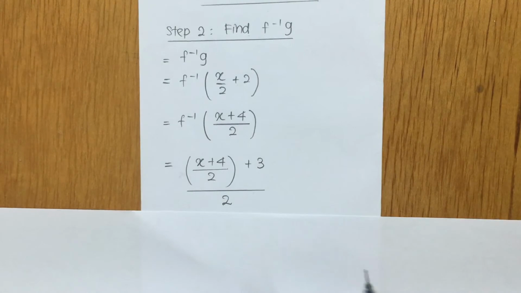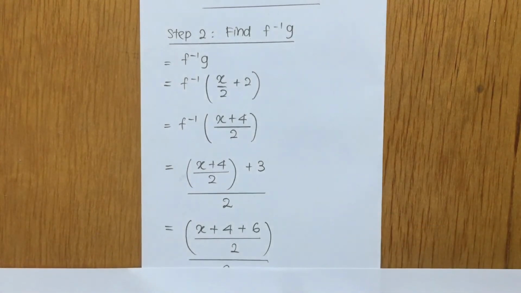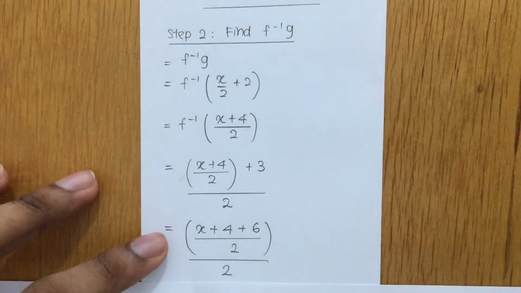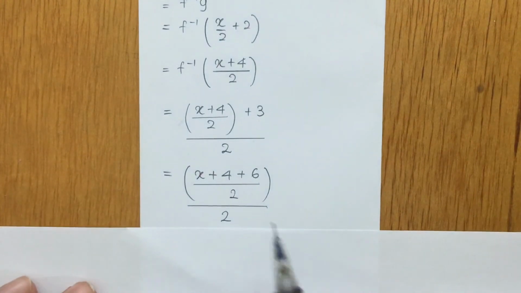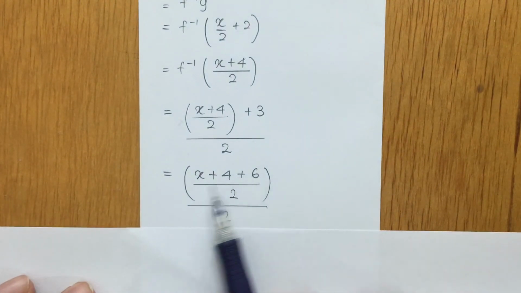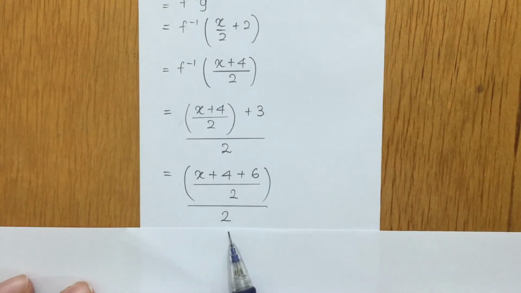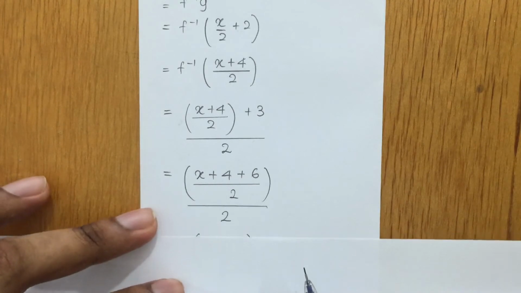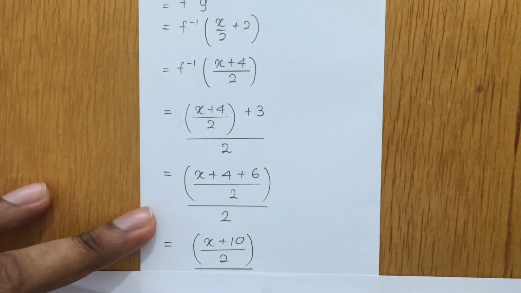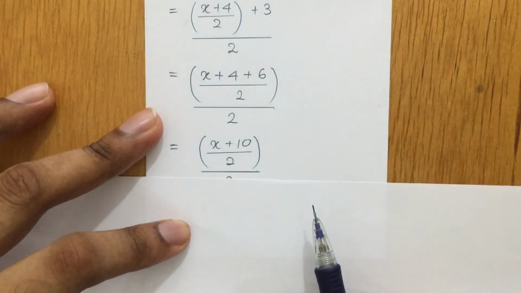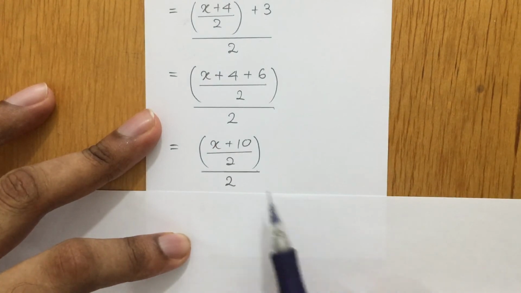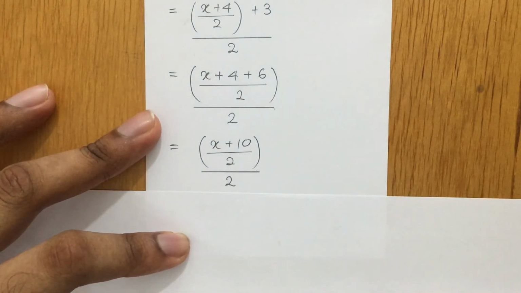So let us proceed to the next working. This is your next step, guys, where you add x plus 4 plus 6 and then you divide by 2, with a bracket, then you divide the whole fraction by 2. From here you should get your numerator equals x plus 10 over 2, and then you divide by 2 now.